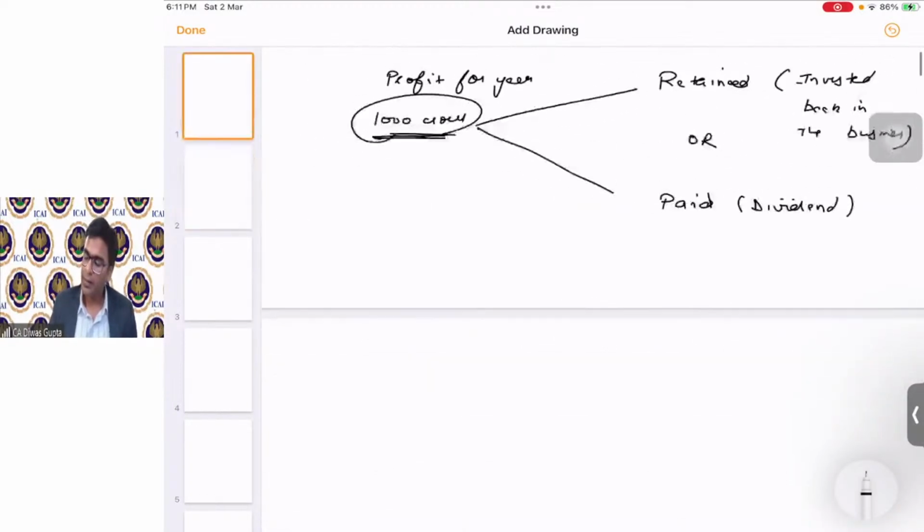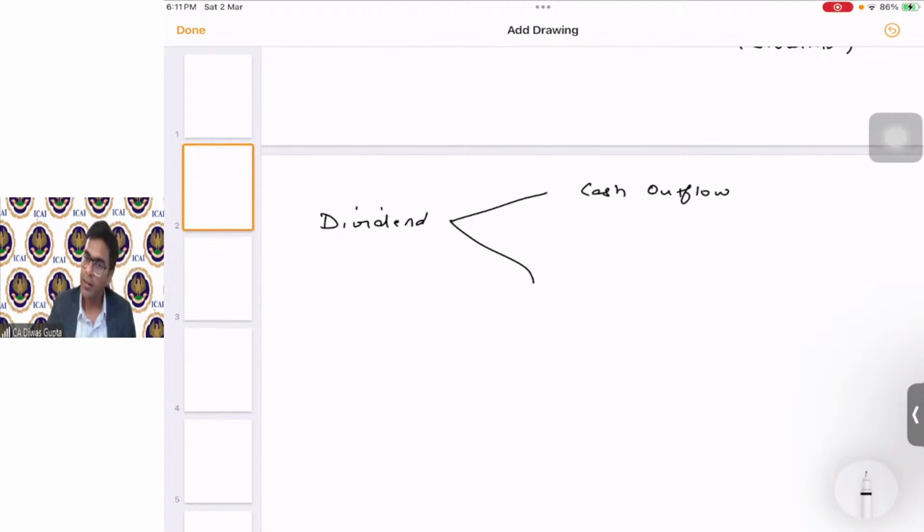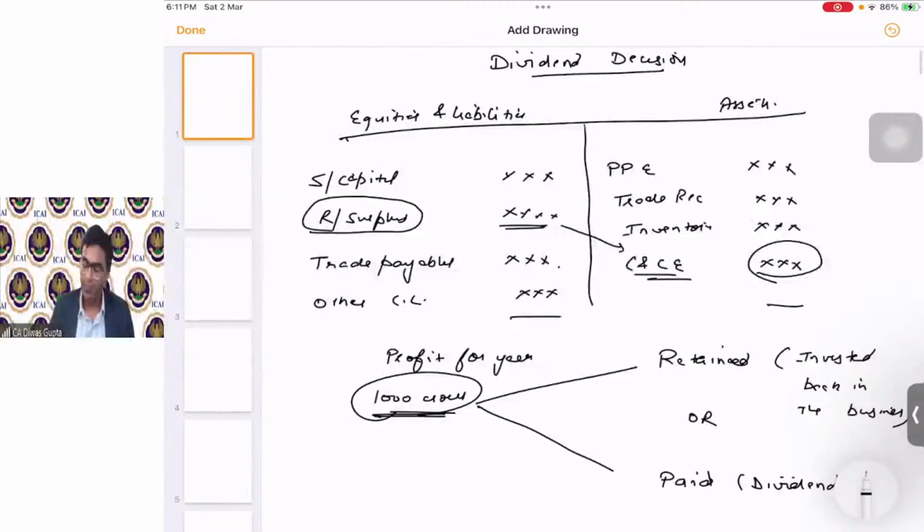Now, coming to the next part, dividend can be settled in two forms. One in the form of cash outflow. Okay. By cash outflow, what do we mean? That from the balance sheet, reserves and surplus will be reduced and cash and cash equivalent will also be reduced. Let's say from bank it will go and it will also hit the reserves and surplus, right?